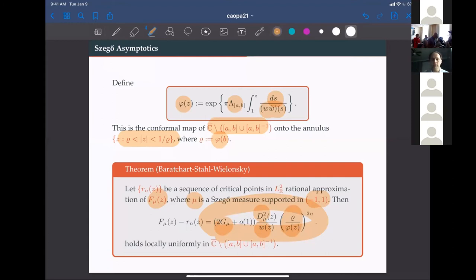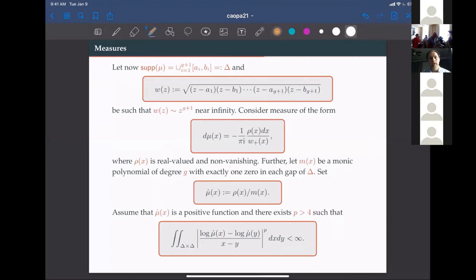Now, what I set out to do is to try to describe what happens when the measure is supported on several intervals. First, let's talk about multipoint Padé. So my intervals will be A1, B1, A2, B2, up to A(g+1), B(g+1), all labeled from left to right. I'm going to call this collection delta.